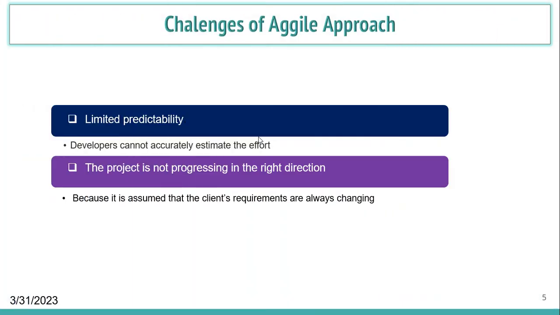Challenges of the agile approach. There are two types of challenges of the agile approach. One, limited predictability, and second, the project is not progressing in the right direction. Limited predictability means developers cannot accurately estimate the effort. The project is not progressing in the right direction because it is assumed that the client's requirements are always changing.